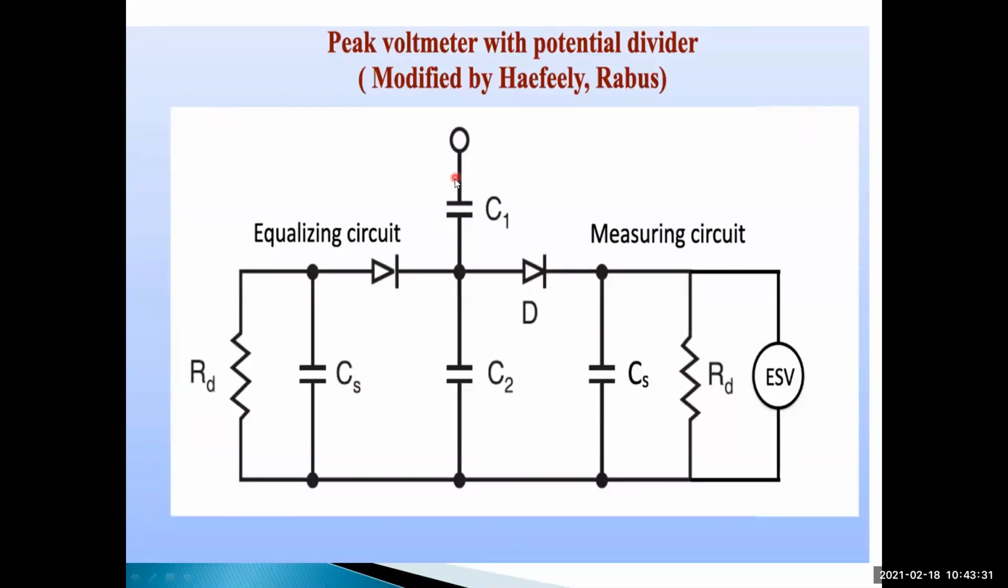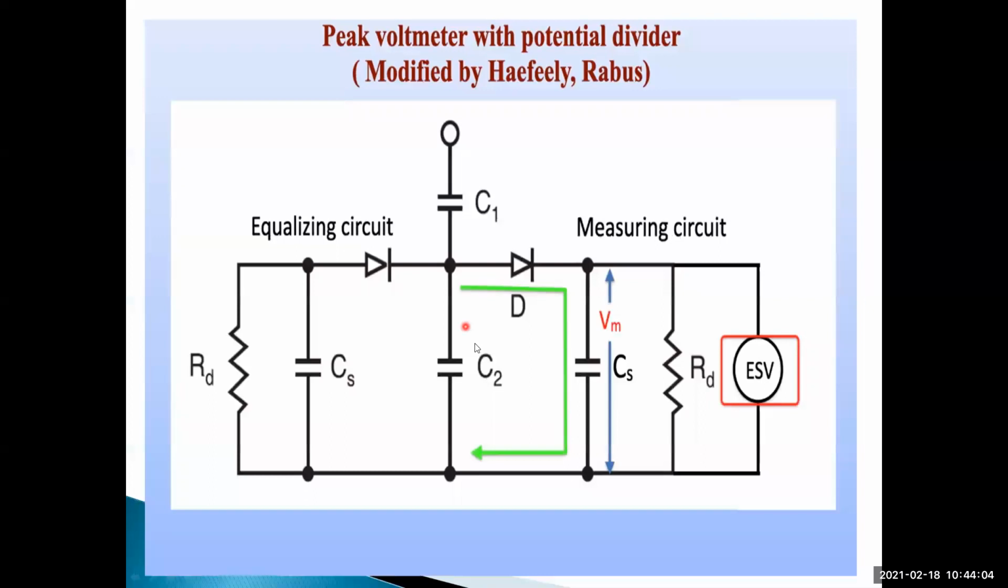If the peak voltage appears across the capacitor C2, then C2 discharges through diode D, and capacitor CS charges to the peak value. Then it tries to discharge through the resistor. Using the electrostatic voltmeter, we measure that voltage, which is nothing but the peak voltage. So this is the circuit operation, and this is also one of the equalizing circuits.